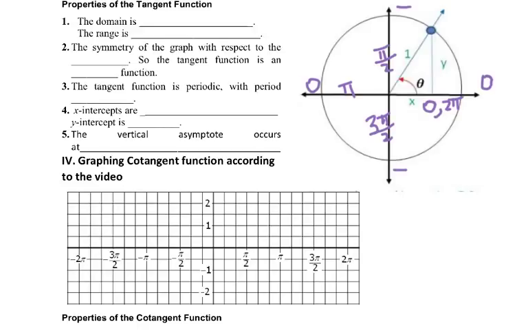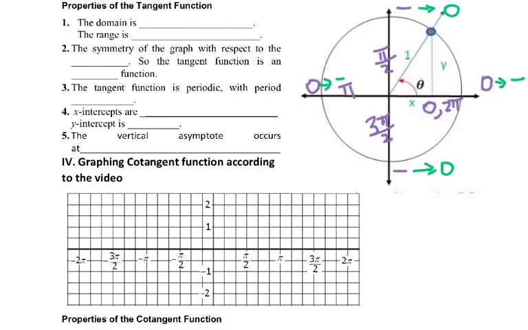For cotangent, we take the reciprocal. The reciprocal for 0 is undefined. The reciprocal for undefined is 0. Then the reciprocal for 0 is undefined. Then for undefined, the reciprocal is 0. So the green one will be the cotangent function.